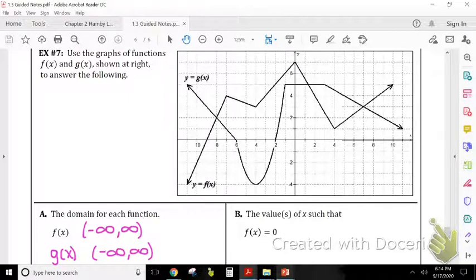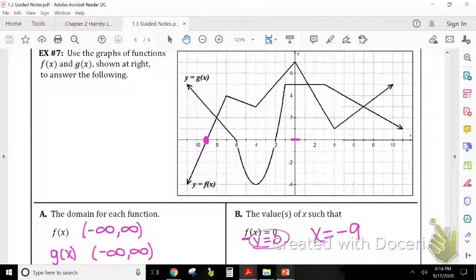Now B wants us to find the values of x such that f of x equals 0. Remember, f of x is the same thing as y. So we're looking on the f graph where y is equal to 0. I have it right there, and that's the only one, okay? So we would say x equals negative 9.